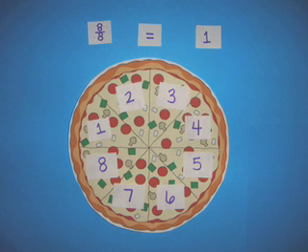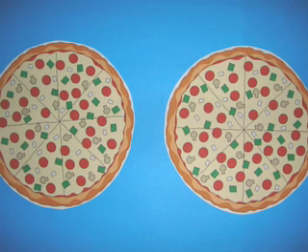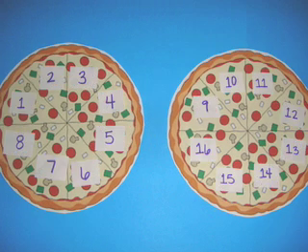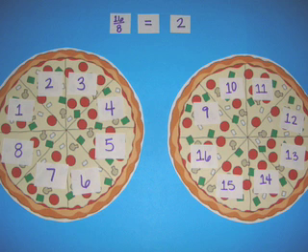If one whole pizza is the same as 8 out of 8 slices, what would this be? There are 16 slices now, but each pizza is divided into 8 pieces, so this represents the fraction 16/8. You can see that this is the same as 2 whole pizzas.